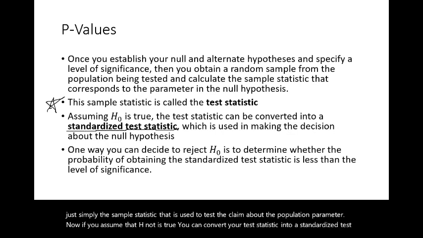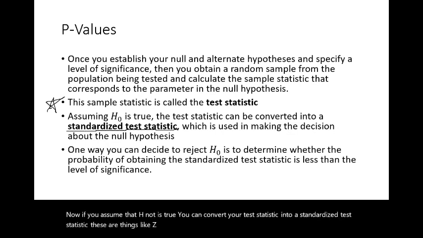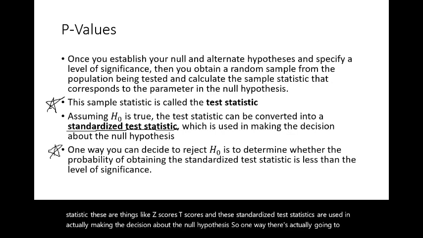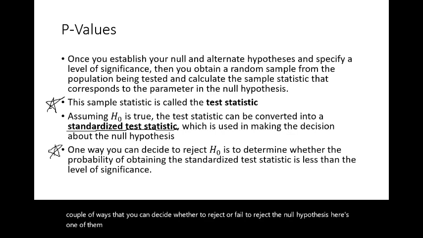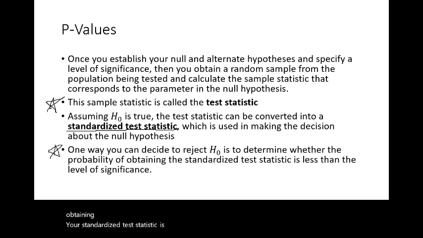Now, if you assume that H0 is true, you can convert your test statistic into a standardized test statistic. These are things like z-scores and t-scores, and these standardized test statistics are used in actually making the decision about the null hypothesis. So there's actually going to be a couple of ways that you can decide whether to reject or fail to reject the null hypothesis. Here's one of them. One way that you can decide to reject H0 is to determine if the probability of obtaining your standardized test statistic is less than the level of significance.